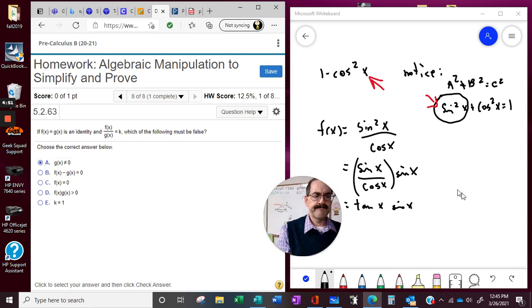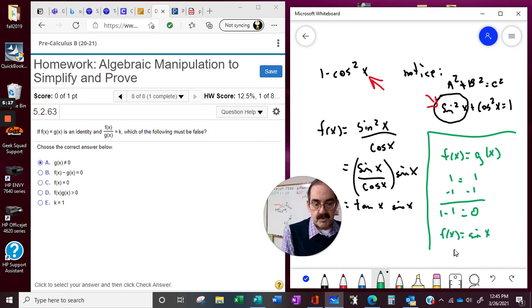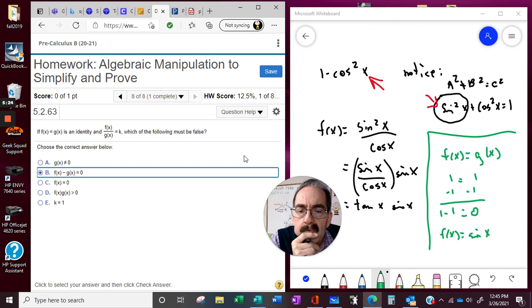You know what I do like? Look at B. F of x equals g of x. Let's just pick a number. Let's just say 1 equals 1. Well, if we subtract 1 from both sides, we get 1 minus 1 equals 0. That last one said sine of x, right? F of x was equal to the sine of x. Subtract that, it has to equal 0 if we subtract from both sides. I really like B.